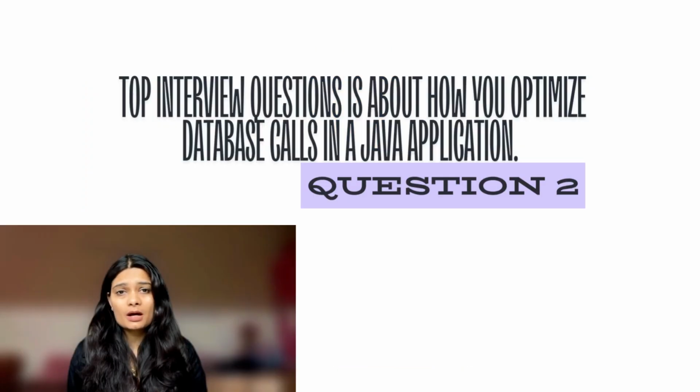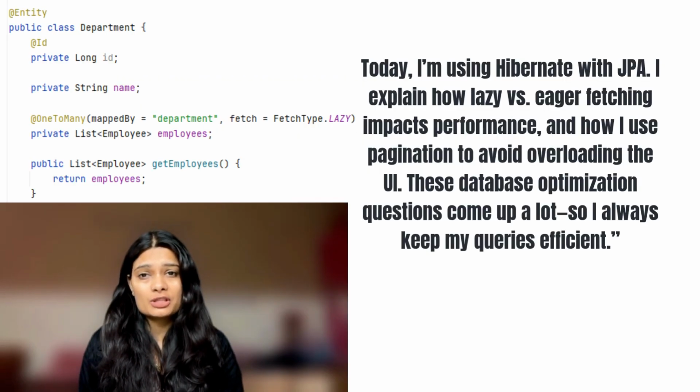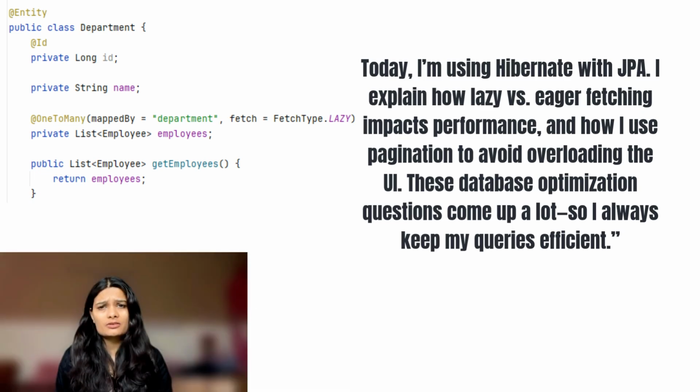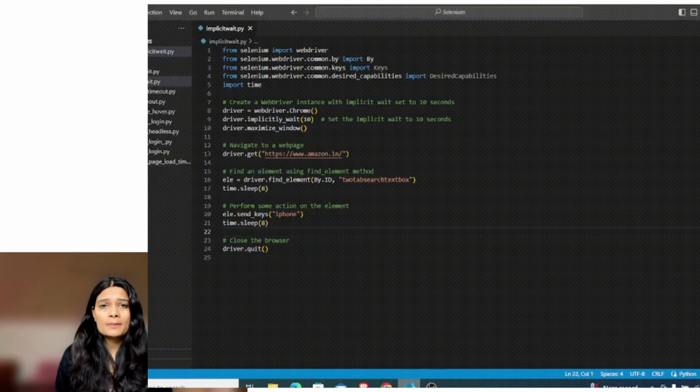One of the top interview questions is about how you optimize database calls in a Java application. Today I'm using Hibernate with JPA and explain how lazy versus eager fetching impacts performance, and how I use pagination to avoid overloading the UI. These database optimization questions come up a lot, so I always keep my queries efficient.